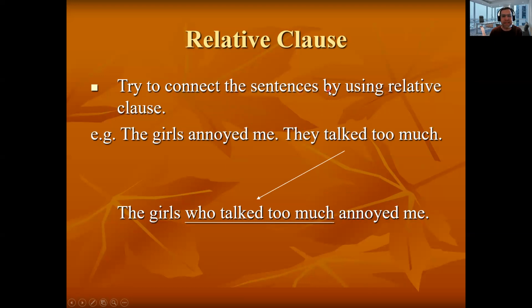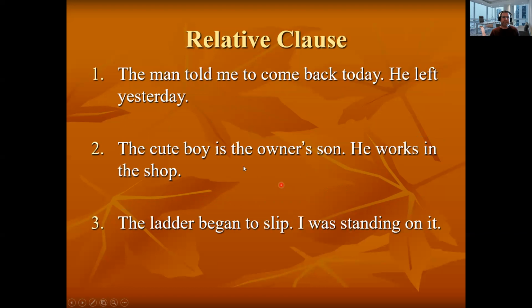Try to connect the sentences by using relative clauses. The girls annoyed me. They talked too much. Okay, the girls who talked too much annoyed me. Or I could also say the girls who annoyed me talked too much. I could go both ways. So what I want you to do now is stop the video and try to connect these three sentences.